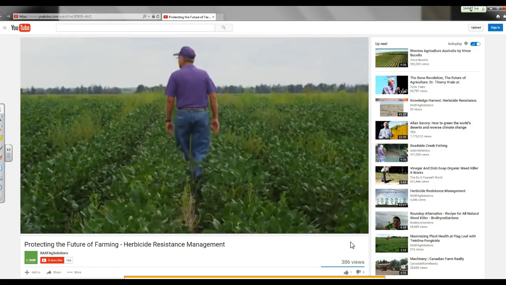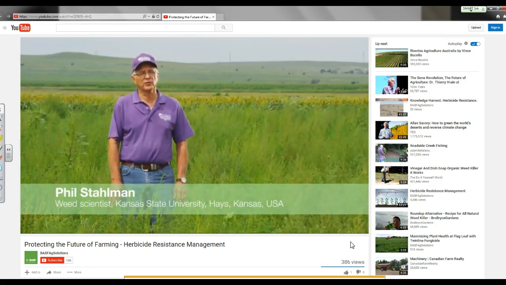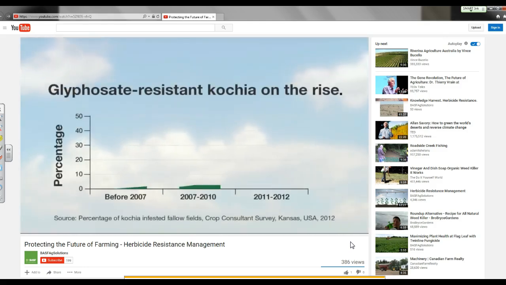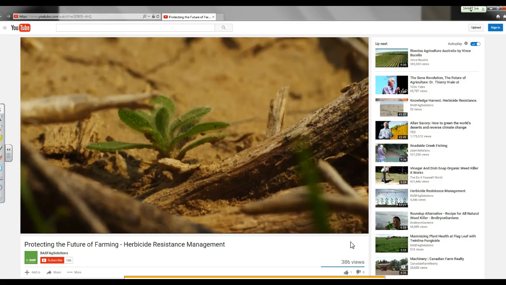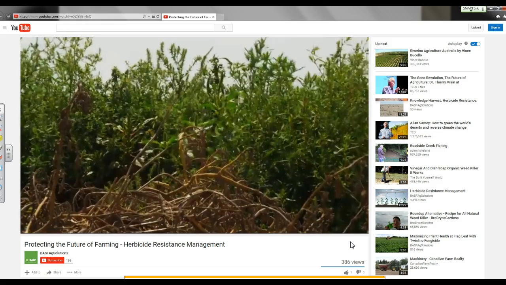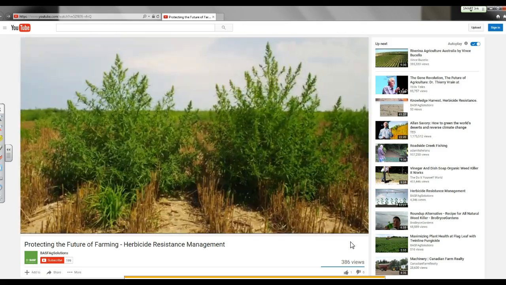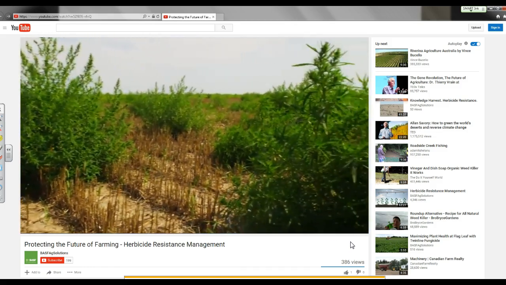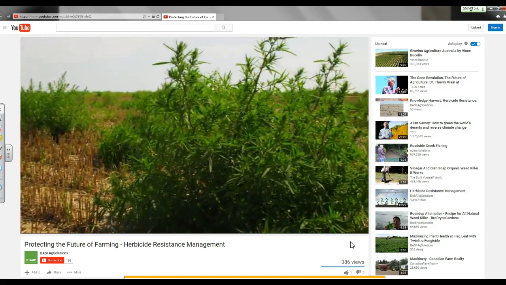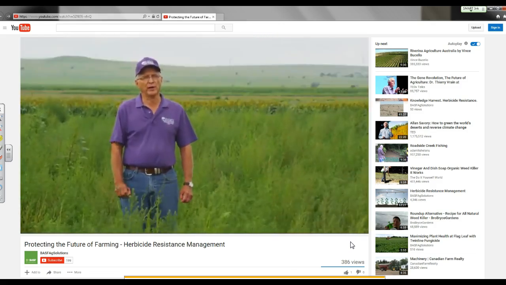In 2007, we confirmed resistance in 4 populations in western Kansas. And by 2012, we estimate that approximately 1/3 of our cropland contains glyphosate-resistant kochia. It's a little bit hard to measure the economic consequences of resistance, but we did have an agricultural economist try to figure out some of the costs. In a 3-year rotation, which is commonly practiced in this part of the state, he figured that input costs increased by at least $20 an acre.